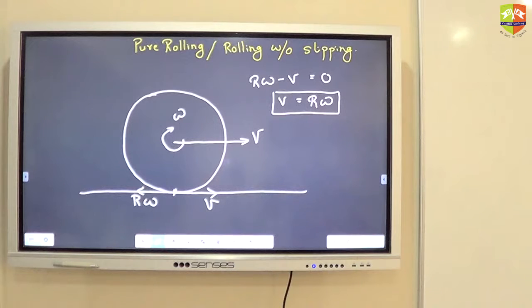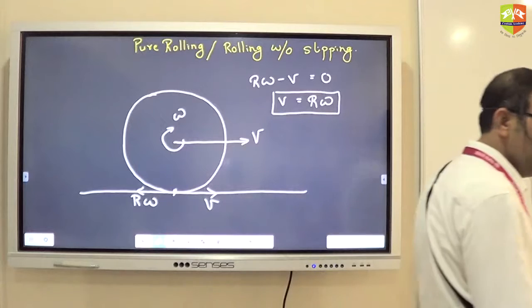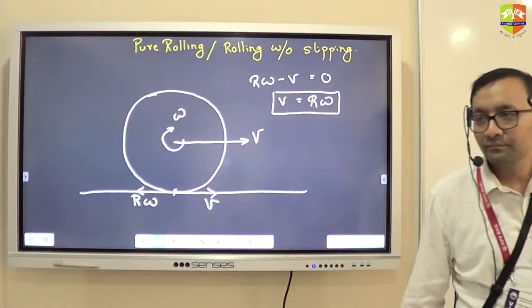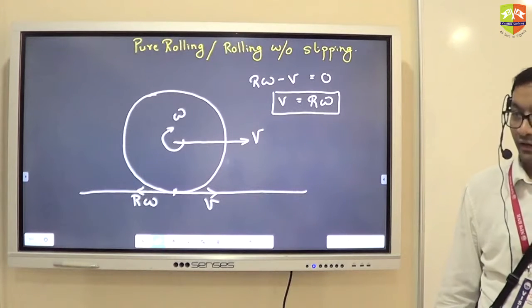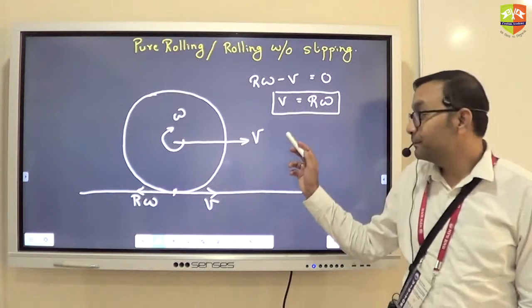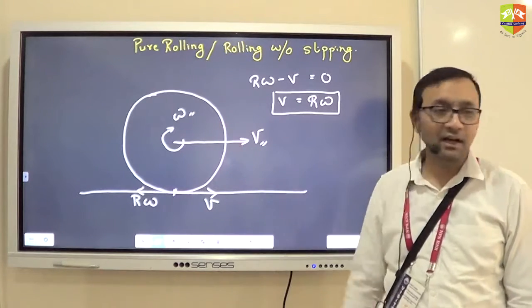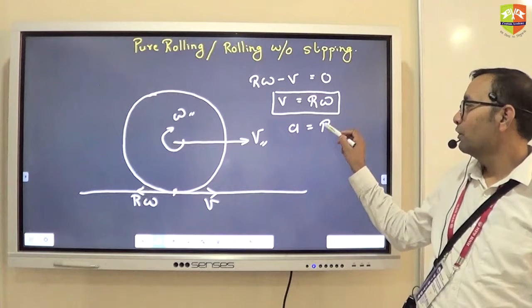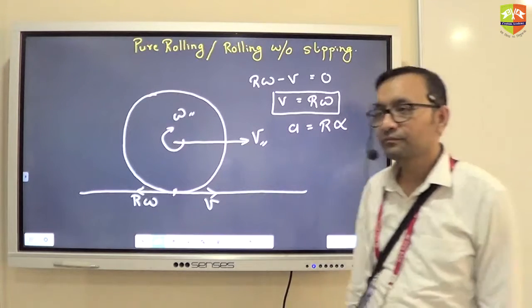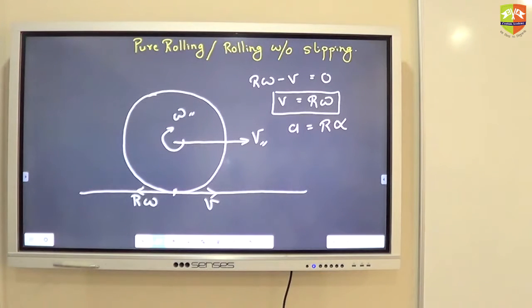It doesn't matter what kind of surface it is: inclined surface, horizontal surface, vertical surface. V will be equal to R omega if the surface is at rest. Okay? What about with respect to acceleration? Suppose acceleration is A and angular acceleration is alpha. You just differentiate it, you get A is equal to R alpha. Getting it? So these are the conditions for it to not slip.